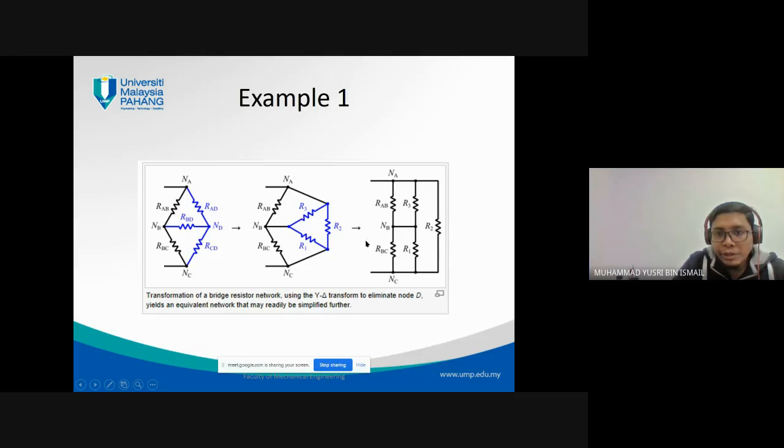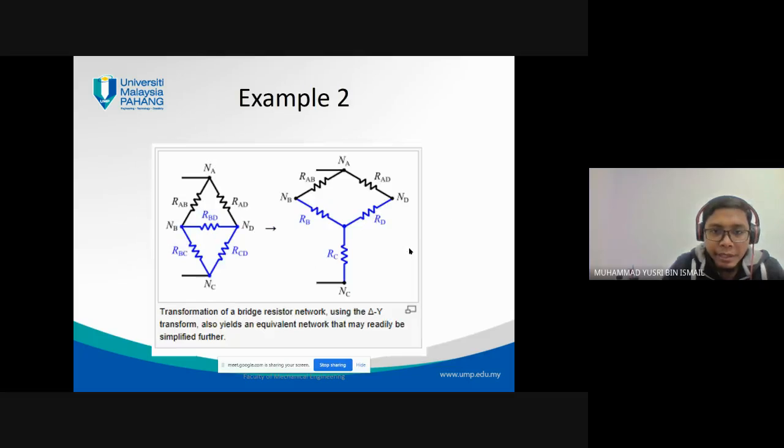So once you transform this circuit into a delta connection, you will have a parallel circuit. So using the circuit analysis, it is much simpler for you to determine the equivalent. It actually depends on the question. Now we try to solve one example. This is a case of delta to Y transformation.